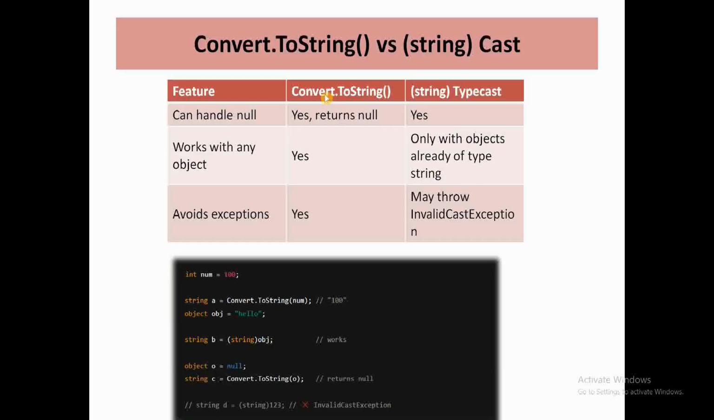Next we have the Convert.ToString method versus string manual typecast. First, same properties, same cases: it handles exceptions and null values, but not in typecast. It works with any object, but a manual typecast only works with the same type of object. If we do a manual typecast, it will throw us an exception. Let's see the examples of Convert.ToString and the manual typecast with an integer number, an object, and null values.